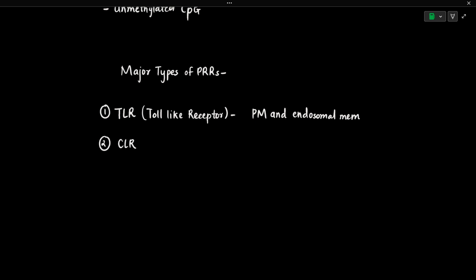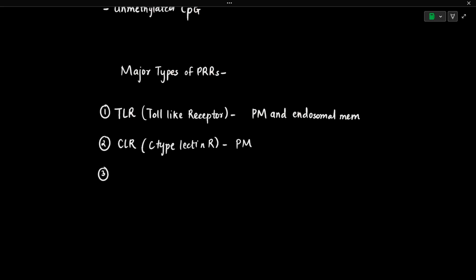Then the other type of pattern recognition receptor is the CLR, C-type lectin receptors. Lectins are the ones which bind to polysaccharides. We will not be discussing CLRs in detail in this lecture. They are also present over the plasma membrane. These are lectin receptors, meaning they identify the carbohydrates present on fungi or bacteria. So CLRs are specific for the carbohydrates present on fungi and bacteria. For example, Dectin-1 and Dectin-2 are different types of CLRs.